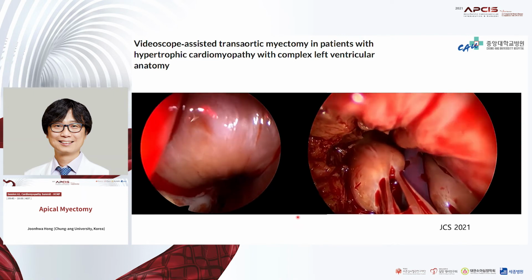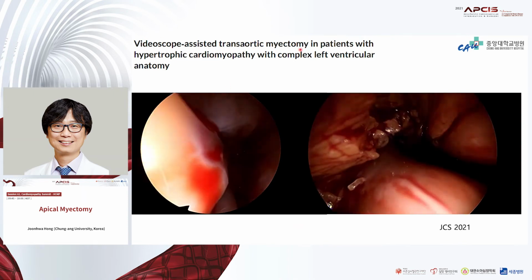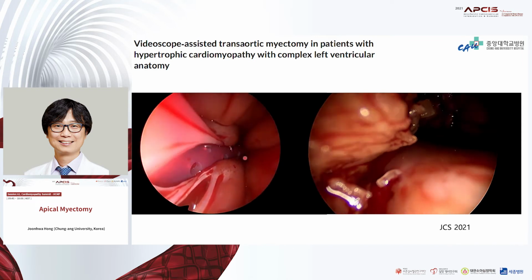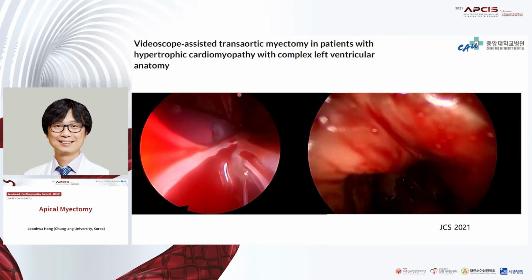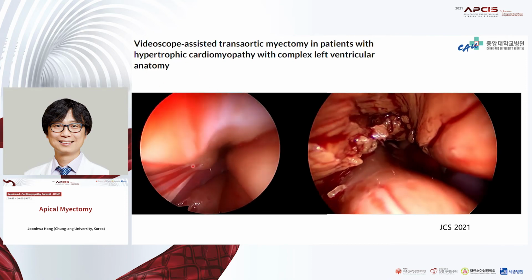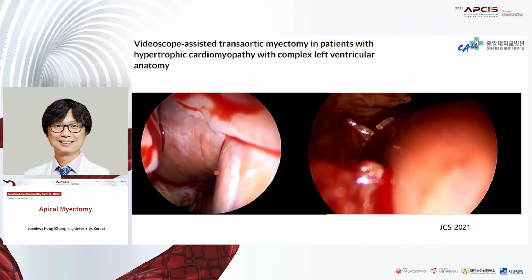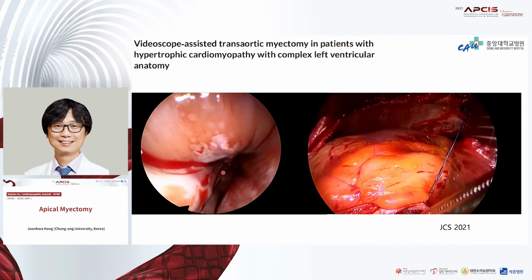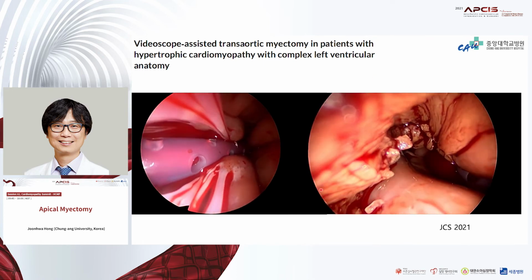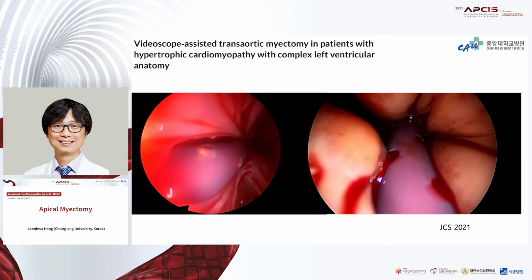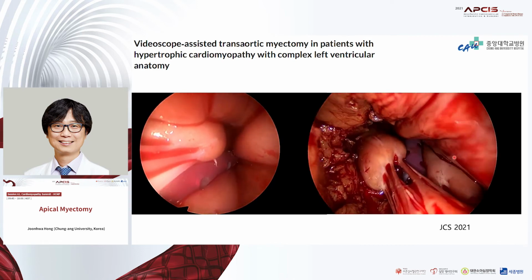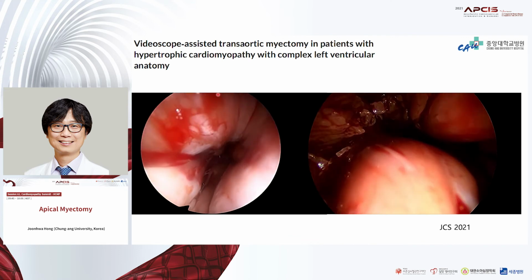This is a good example of video scope-assisted transaortic myectomy. This patient has very diffuse hypertrophy, midventricular hypertrophy as well, and a thickened papillary muscle. Through the aortic valve, it's very difficult to see inside the left ventricle, but when we use the video scope, we can see inside the left ventricle better. But even with the video scope, as you can see in this picture, we could see only the tip of the papillary muscle. After some of the septal hypertrophy is resected, we could see the base of the papillary muscle, and after this video we resected more of the hypertrophy, and then the patient was discharged very safely.